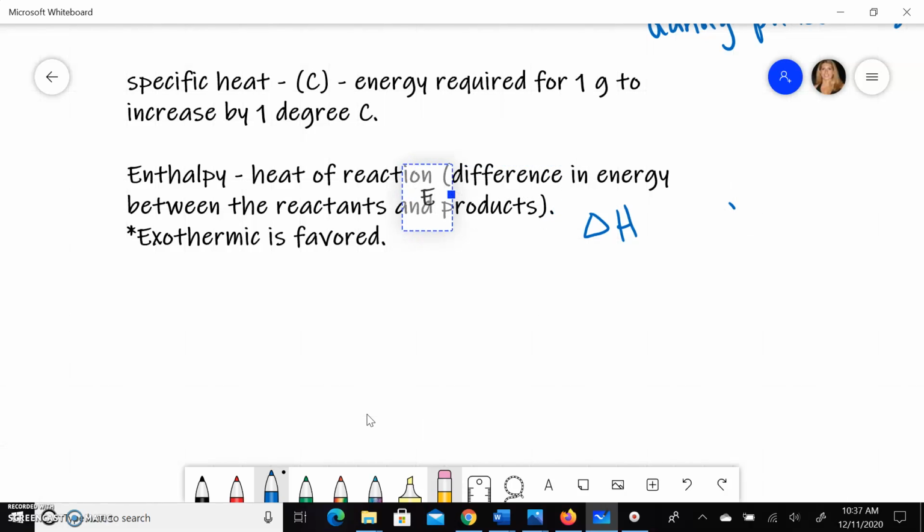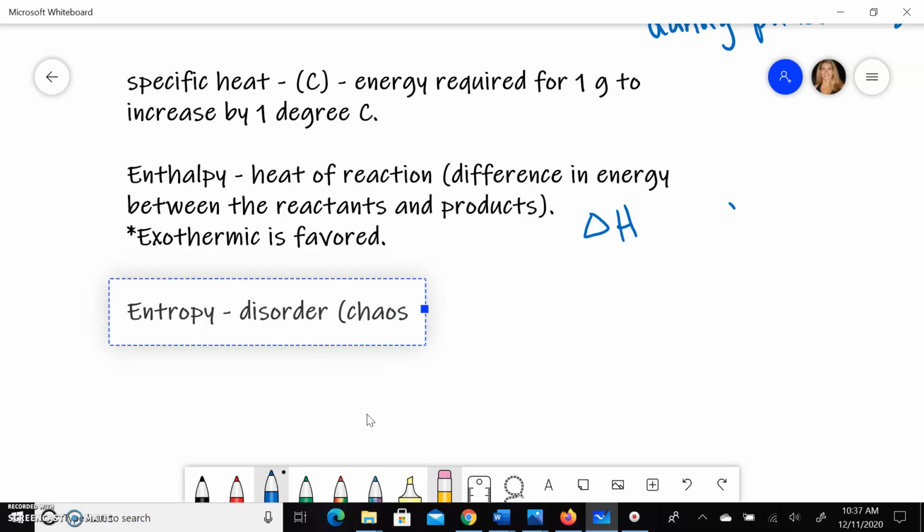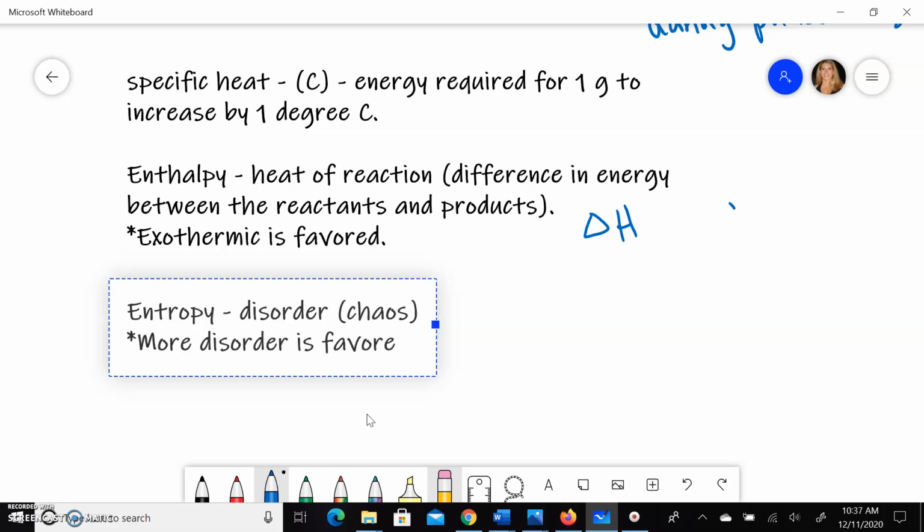We also have entropy. Entropy is another word for disorder or chaos, randomness. All of those words kind of mean the same thing. And for this one, we say that nature prefers more disorder. And the symbol that we use for this is delta S.